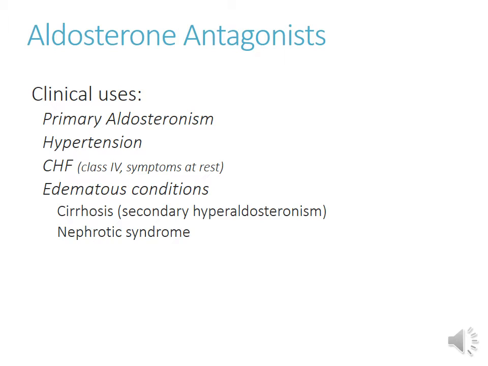As for clinical uses, in a situation with primary aldosteronism, this would be a good drug to help blunt some of those effects. You'll see it used in hypertension. And in CHF, or congestive heart failure, you'll see these used, especially in later stages. There are potentially some mortality benefits for late-stage CHF patients from having an aldosterone antagonist, and we'll talk about that when we get to our CHF section, probably in the next unit of the class. You'll also see it used for some edematous conditions, like cirrhosis, where you have a lot of ascites and fluid overload. Nephrotic syndrome might be another place where you'll see it used as well.